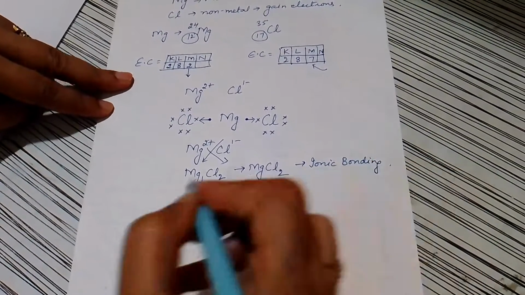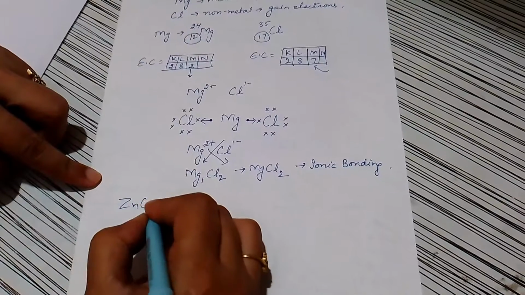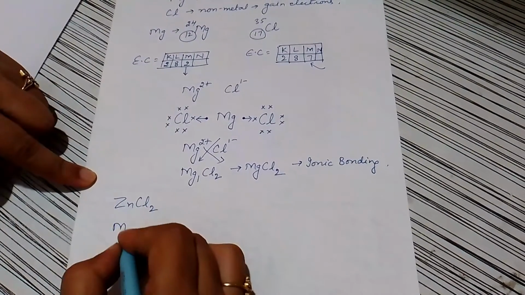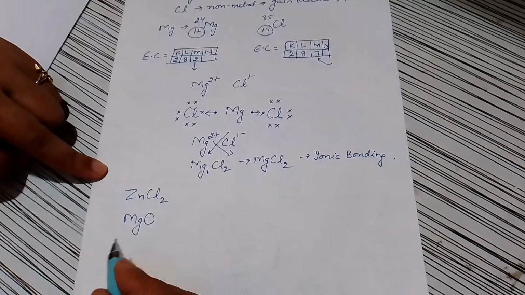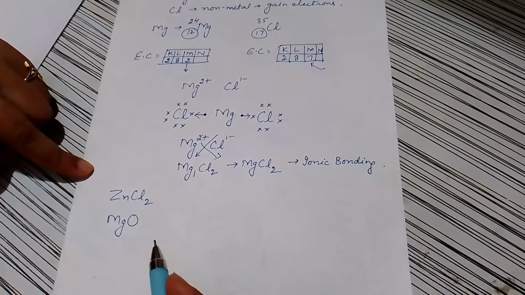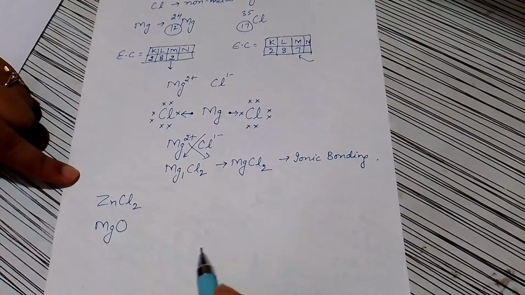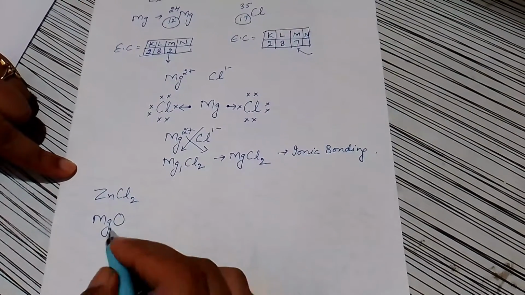The same can be done for zinc chloride, for magnesium oxide: one metal, one non-metal. You can combine any of these and have these kinds of combinations for ionic bonding, one metal and one non-metal, right?